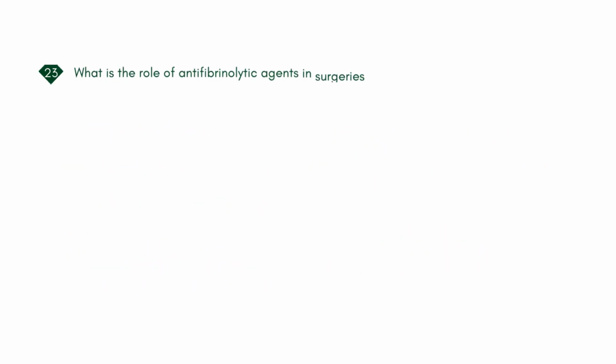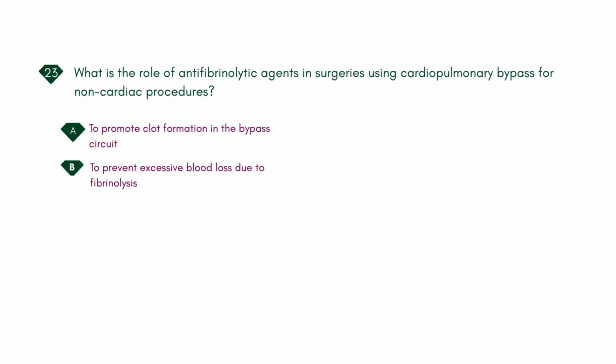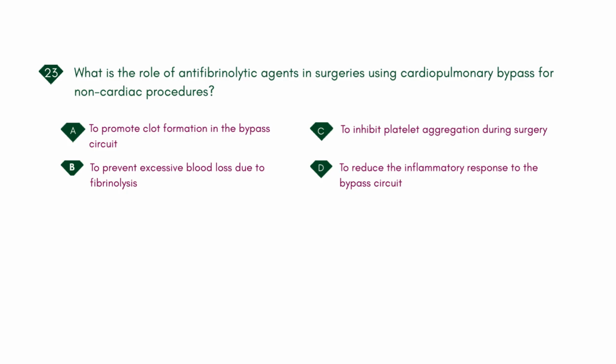What is the role of antifibrinolytic agents in surgeries using cardiopulmonary bypass for non-cardiac procedures? A. To promote clot formation in the bypass circuit. B. To prevent excessive blood loss due to fibrinolysis. C. To inhibit platelet aggregation during surgery. D. To reduce the inflammatory response to the bypass circuit. Answer: B. To prevent excessive blood loss due to fibrinolysis.